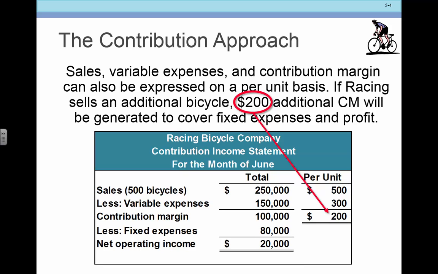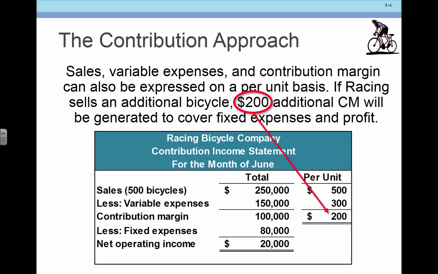You can see here that we can run contribution margin both total and per unit, can't we? And we need to get proficient with that. There's no reason we can't put these two columns next to each other. Here we've got 500 bikes, so if I take 250,000 divided by 500 bikes, I've got the per unit sales price. Same with variable expenses, and same with CM.